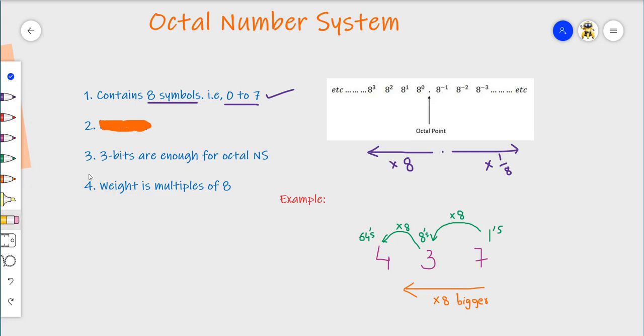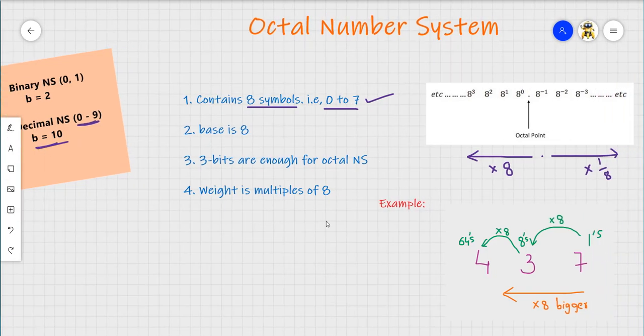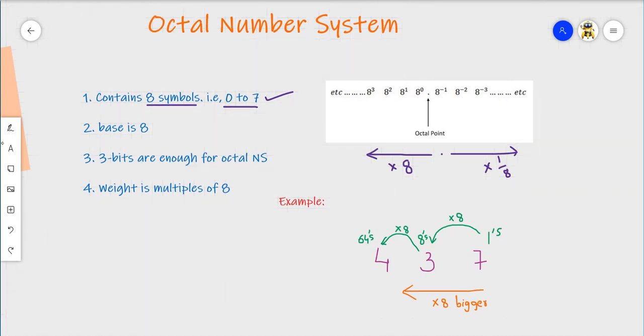8. In case of binary, the binary number system talks about only 2 digits, that is 0 and 1, and hence the base is 2. And when it comes to the decimal number system, it talks about 0 to 9, which are 10 symbols or 10 digits. So the base is 10. Now when it comes to the octal number system, it talks about 8 distinct symbols, 0 to 7. So what is the base? 8 is the base.